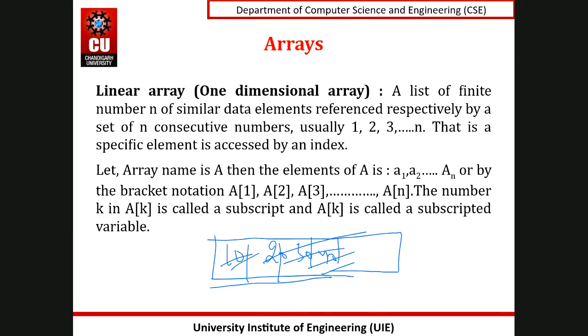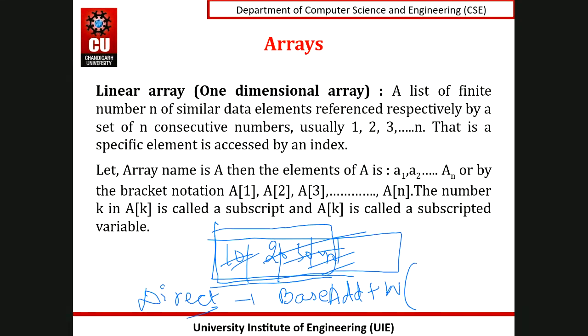We have also seen the concept of direct access in arrays: we can directly access any element present in the array. What actually happens at the back end is that this formula is computed. Indexing is done: base address plus width of each cell multiplied by the index whose location is to be found, minus lower bound. Here k is the index whose address is to be found.